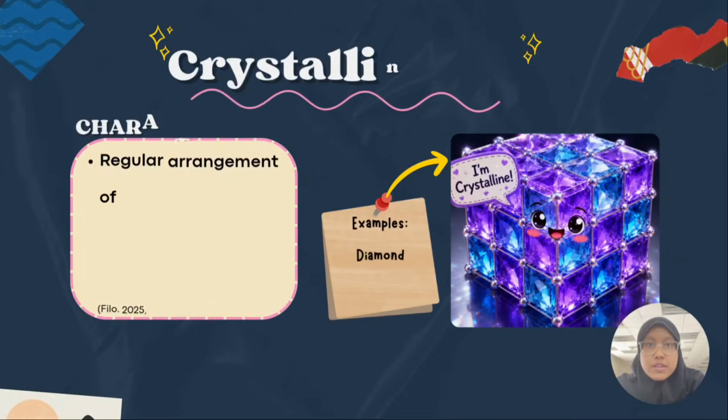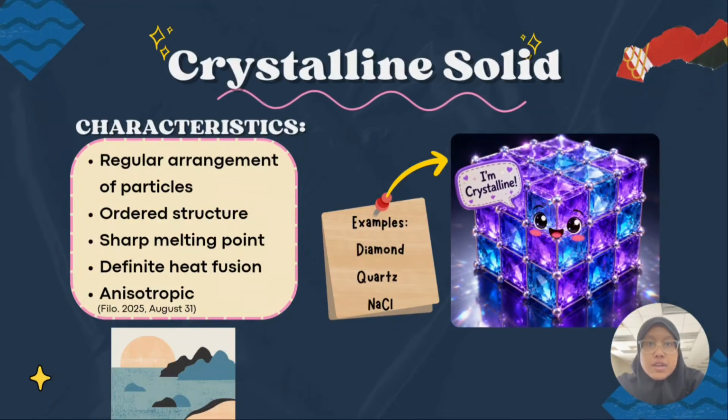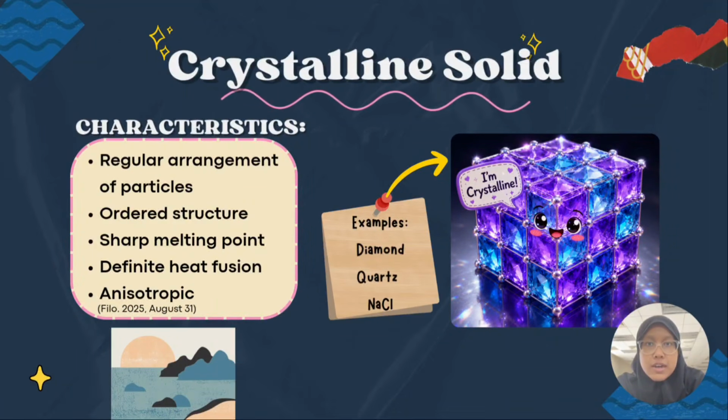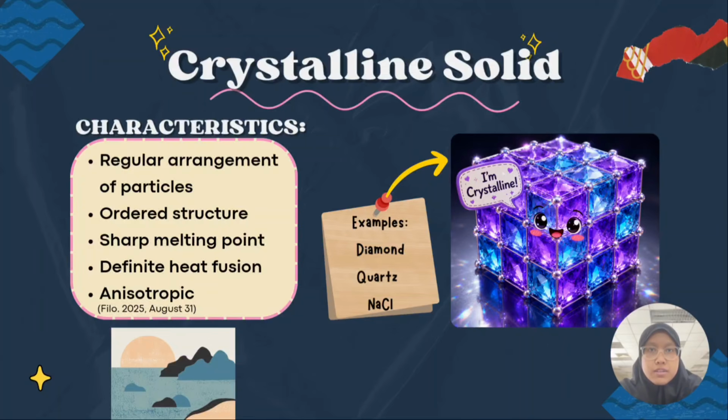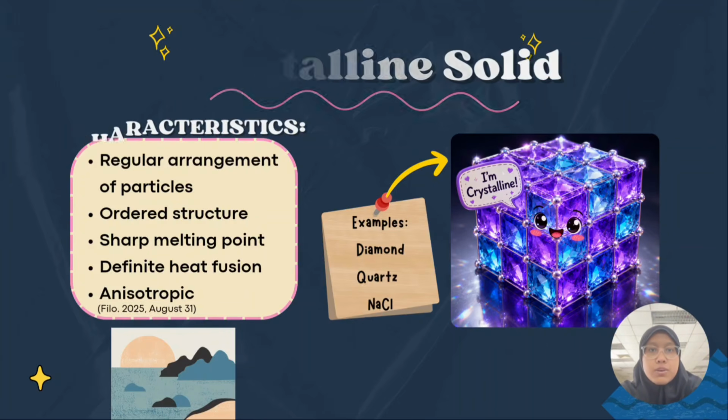A crystalline solid is a material in which atoms, ions or molecules are arranged in a highly ordered and repeating pattern. Because of this regular arrangement, crystalline solids have a sharp melting point and a definite heat of fusion. Another important characteristic is that they are anisotropic, meaning their physical properties such as electrical conductivity or strength may vary depending on the direction. Common examples include diamond, quartz, and sodium chloride.